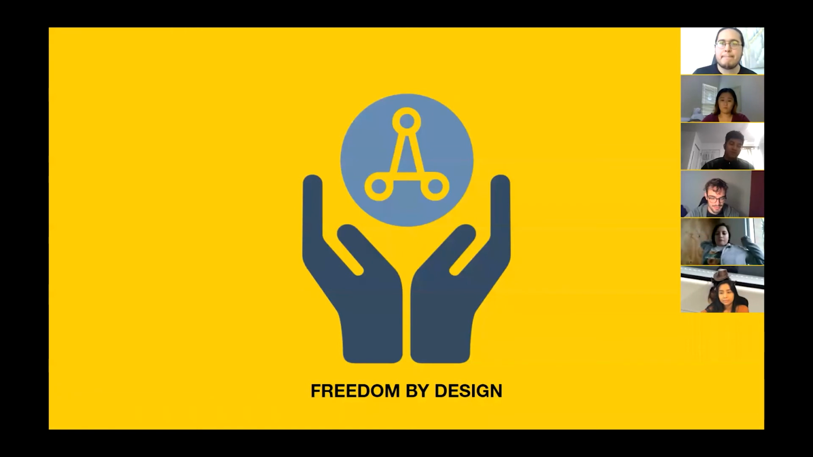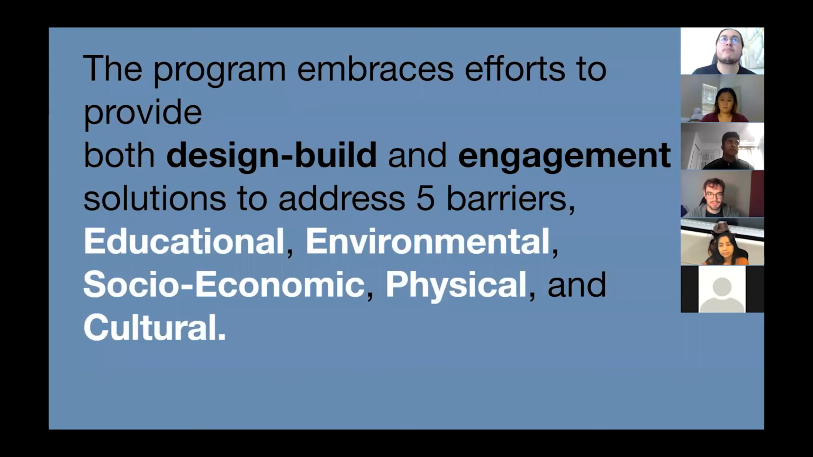Okay. So, Freedom by Design is a sub branch of AIS. We typically emphasize volunteer work. Our priority as an organization is to improve the safety, comfort, and dignity of those around us. And we do that through breaking the five barriers that we typically see in our communities, whether that's educational, environmental, social, economic, physical, or cultural.